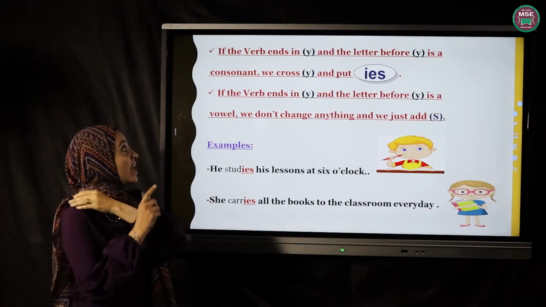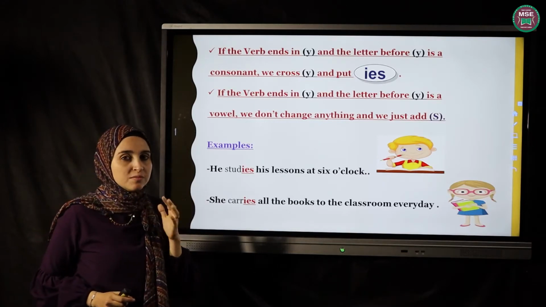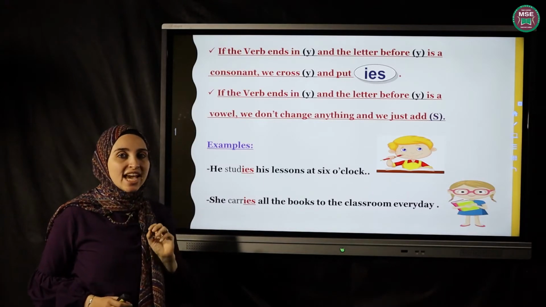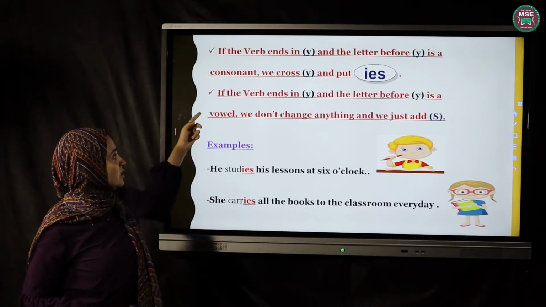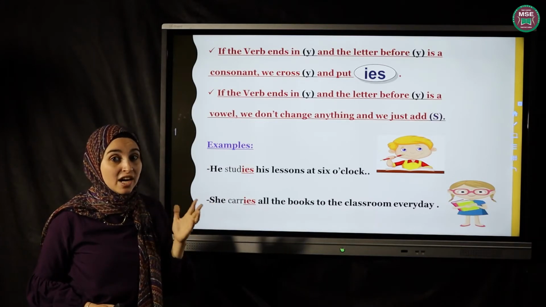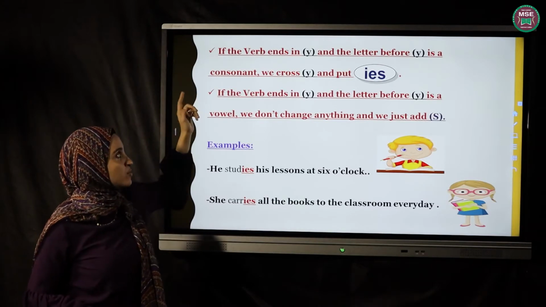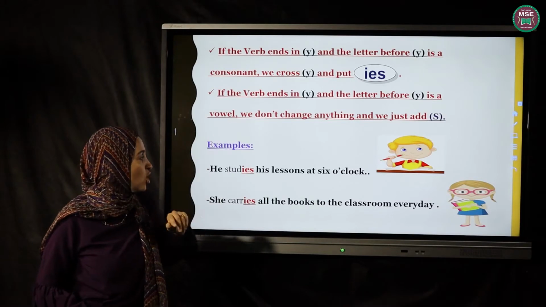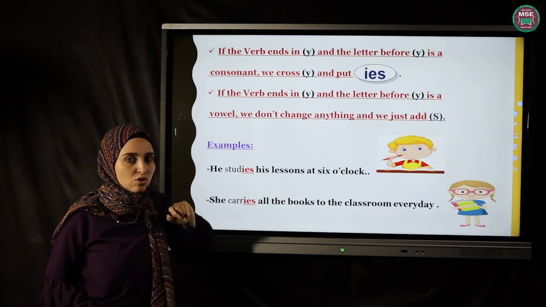But if the verb ends in y and the letter before y is a consonant, consonant means not vowel, we cross y and put ies with he, she, and it only. If the verb ends in y and the letter before y is a vowel, we add only s. Again, if the verb ends in y and the letter before y is a consonant, we cross y and put ies. Like here, he studies his lessons at 6 o'clock.